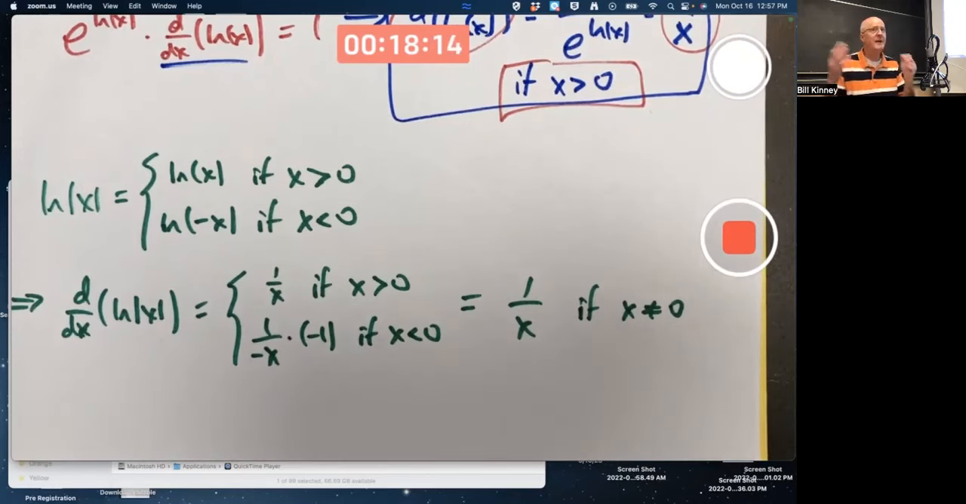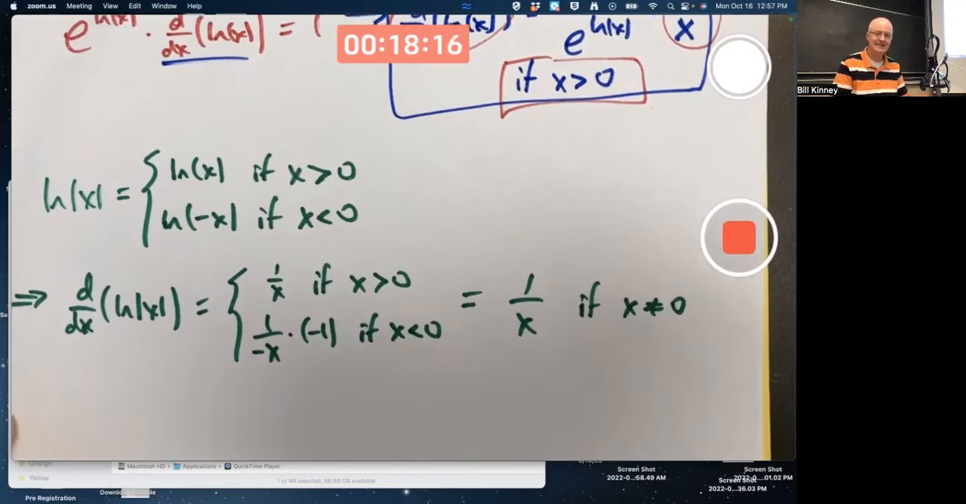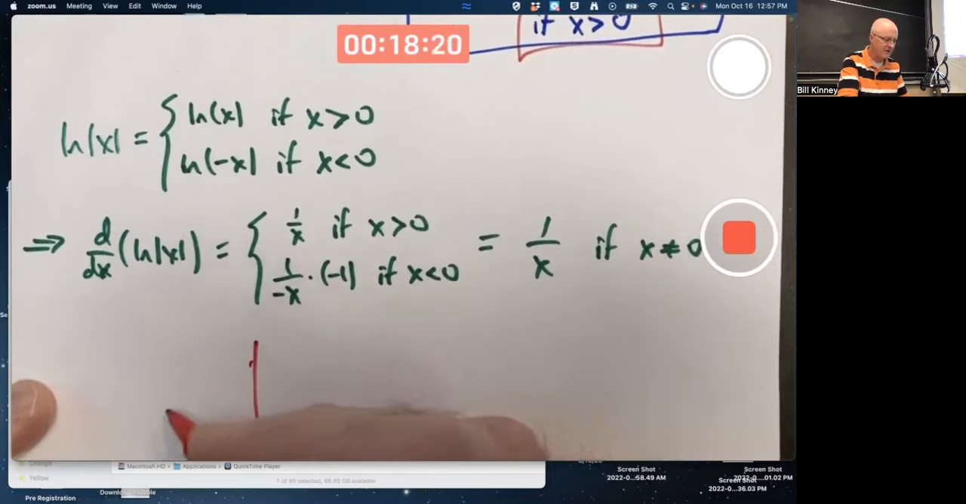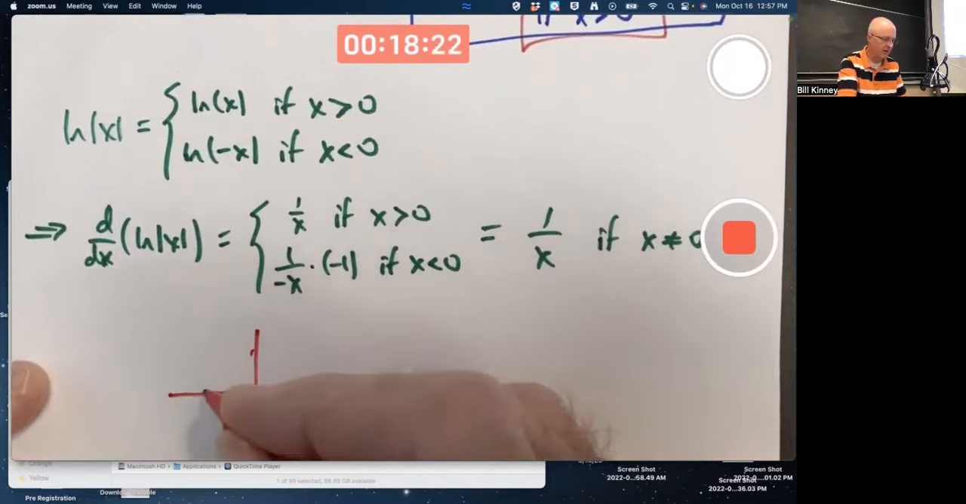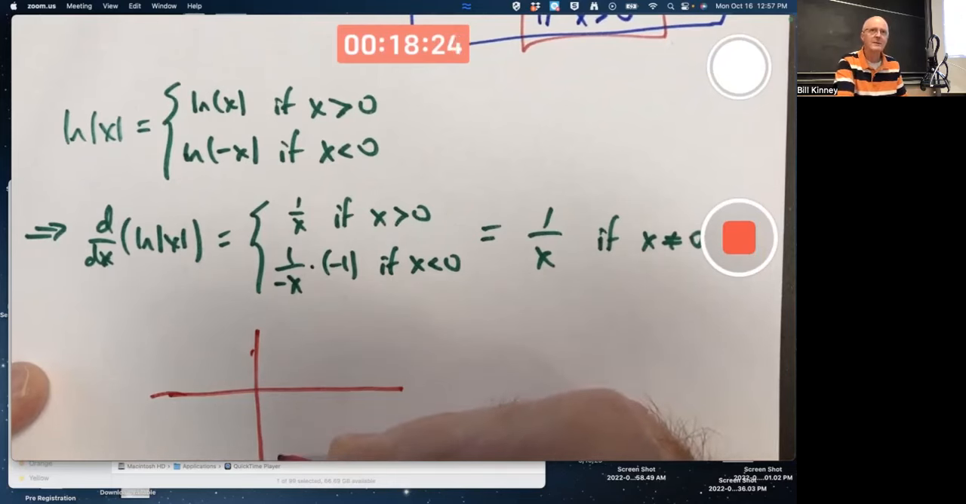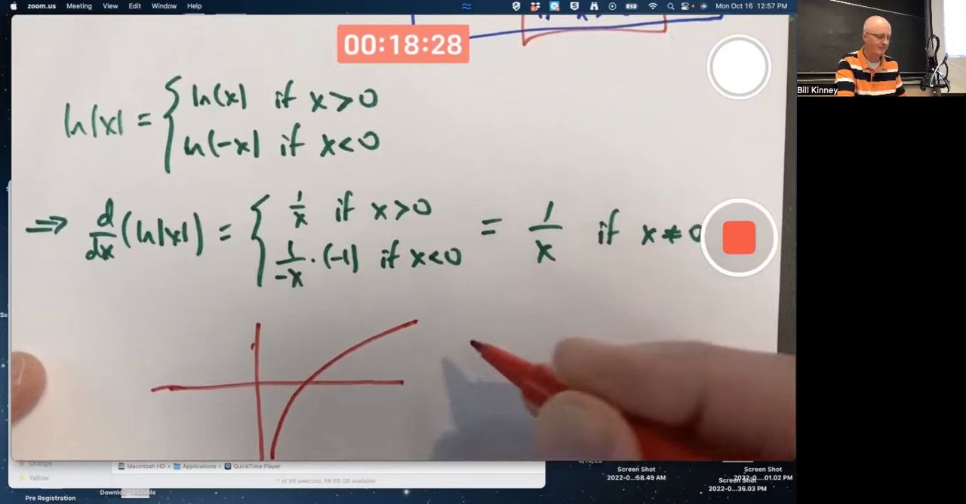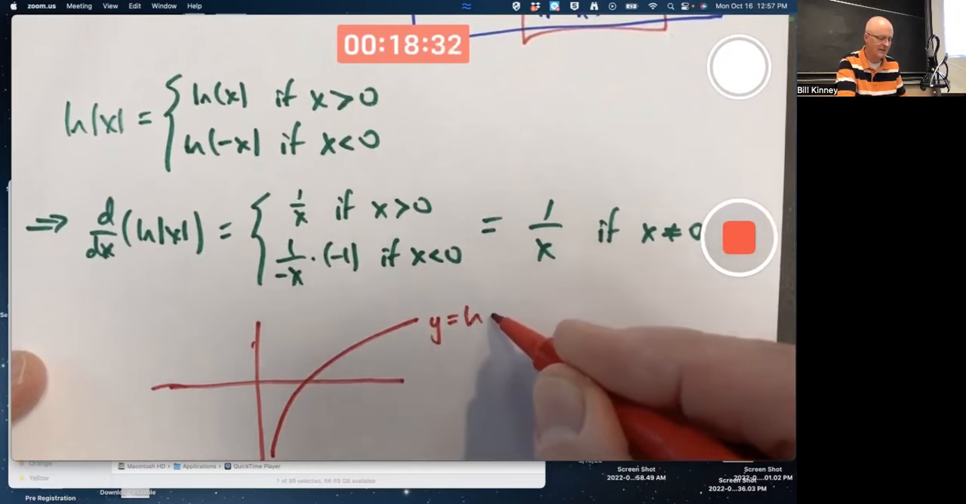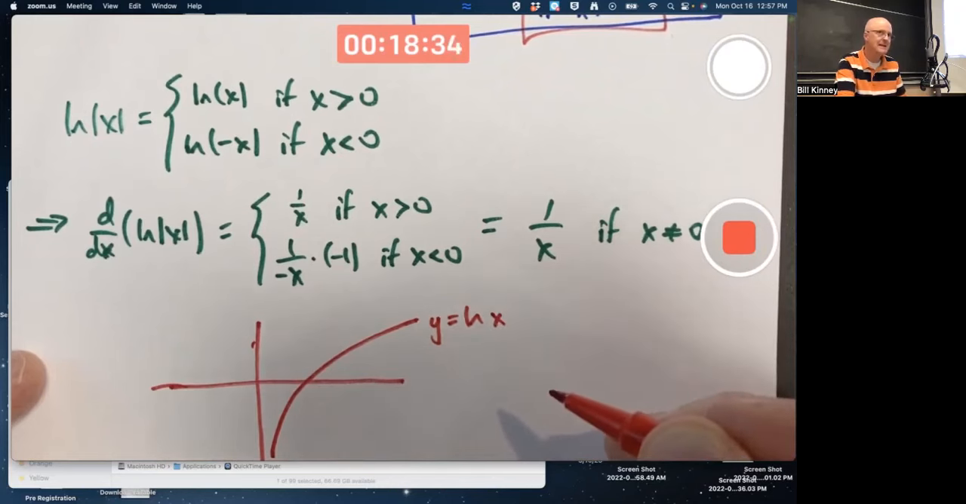As always, you should think about this graphically. Does this make sense? First of all, what does the graph of the natural log of x function look like? You hopefully recall from the second week of class that the graph looks like this. Natural log of x, I'm going to put a little space there.